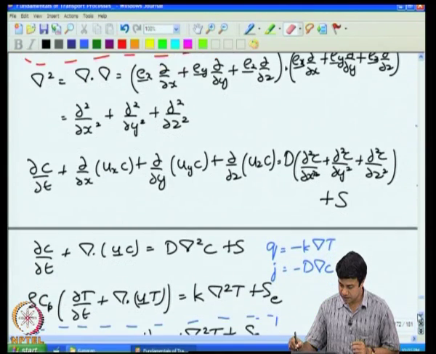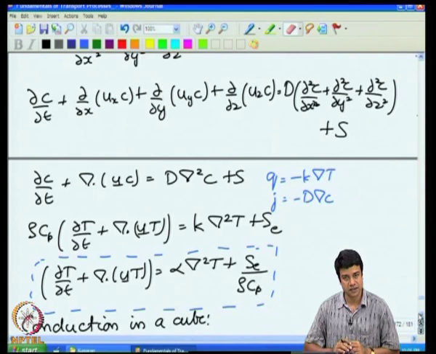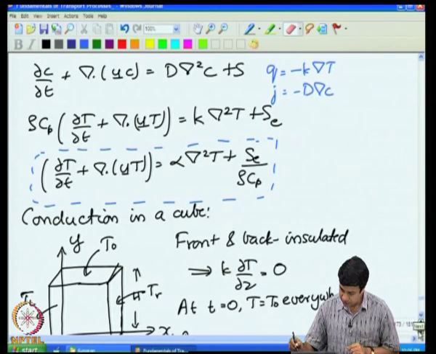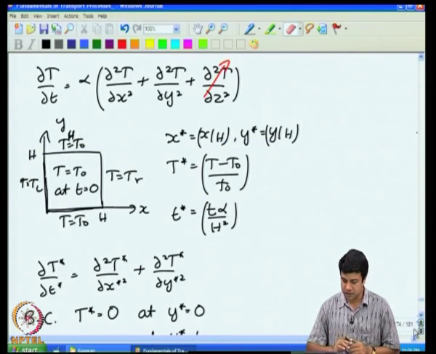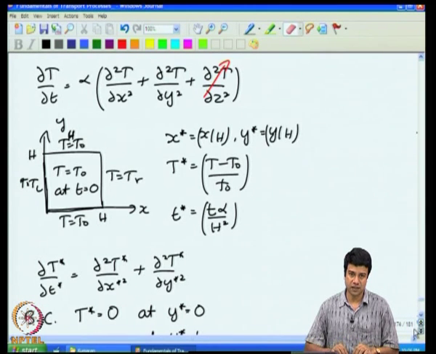And you can get similar equations for energy. As I said, the momentum equation is a little more complicated, so we shall not deal with it at present. But the energy equation is exactly the same, except that temperature is substituted for concentration and the thermal diffusivity for the mass diffusivity. And then we had solved an equation for the conduction in a cube in the previous class, the unsteady heat conduction, and I showed you how to do the separation of variables for that particular case.